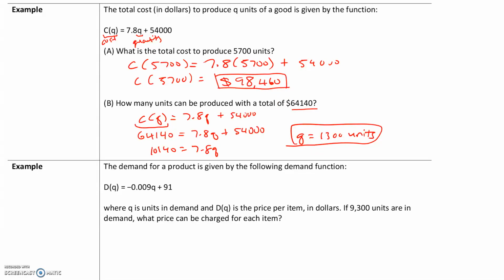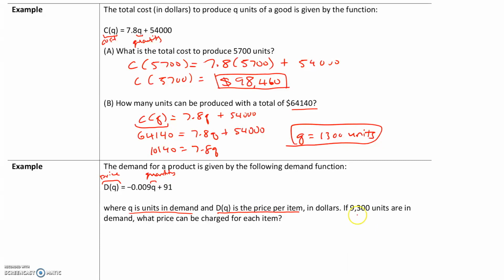Okay, another example. The demand for a product is given by the following function. D of Q is equal to negative 0.009 Q plus 91, where Q is units in demand and D of Q is the price per item. So again, we always have to define what our variables are. D of Q is the price and Q is the quantity. Always keep in mind what these variables represent. If 9,300 units are in demand, what price can be charged?